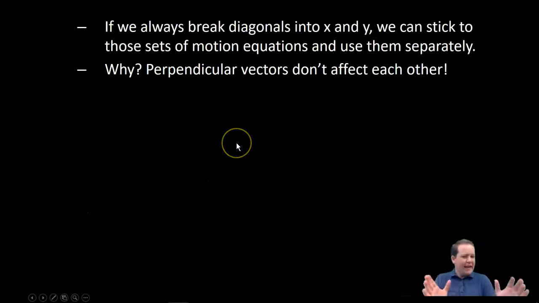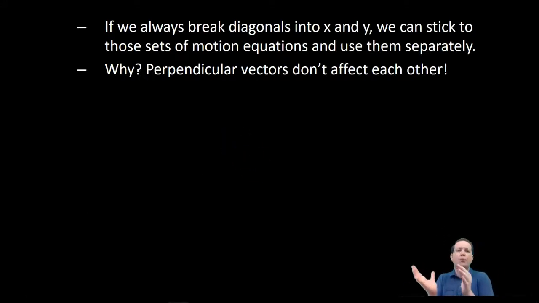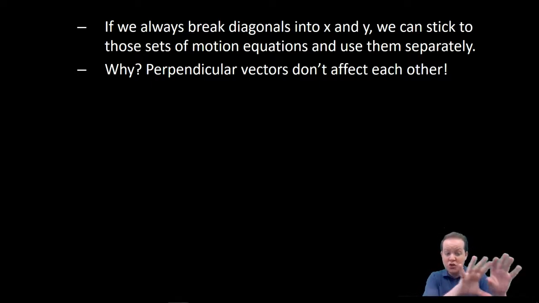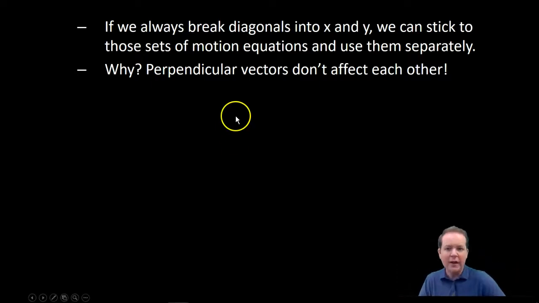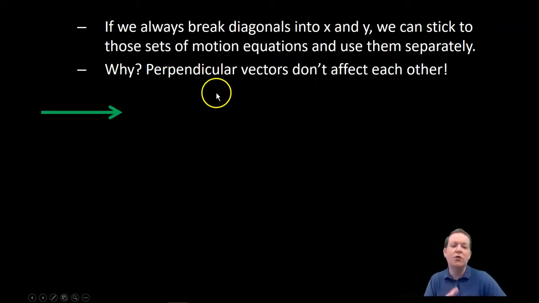Now, why can we get away with this? Why can we always break them down and still just use those two separate sets of equations? You can't always do that, but you can if you're using perpendicular vectors, because perpendicular vectors don't affect each other.